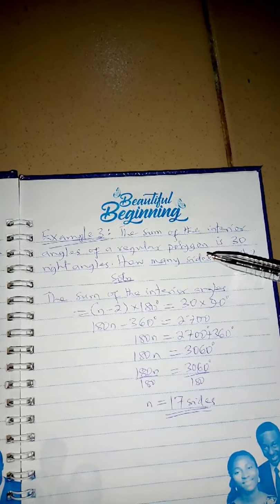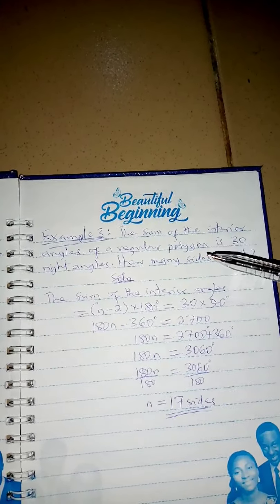Here, the main thing you use is the sum of the interior angles, which is (n minus 2) times 180 degrees, and this sum is 30 right angles. 30 right angles means 30 times 90, because a right angle is 90 degrees, and when we say 30 right angles, it means 30 times 90 degrees, which gives you 2700. You equate it to this.